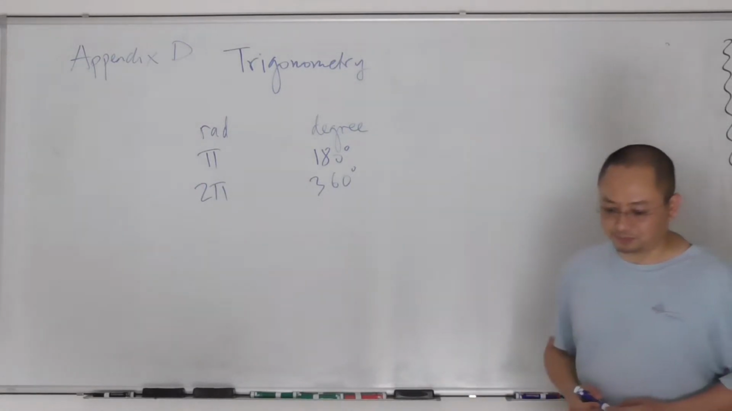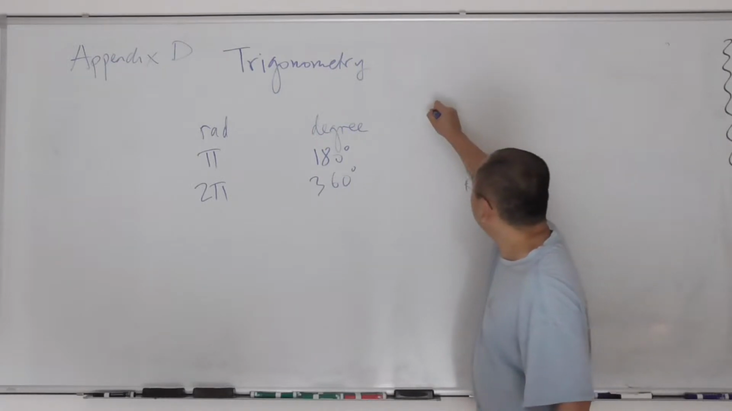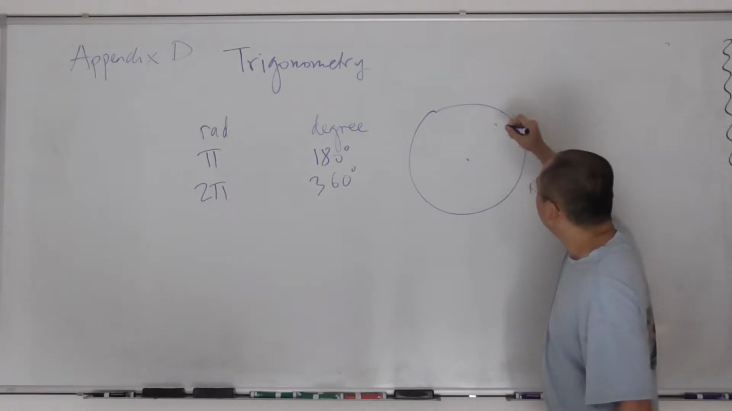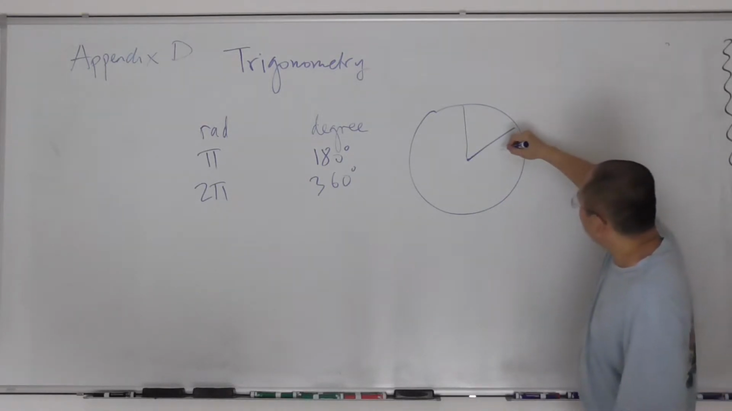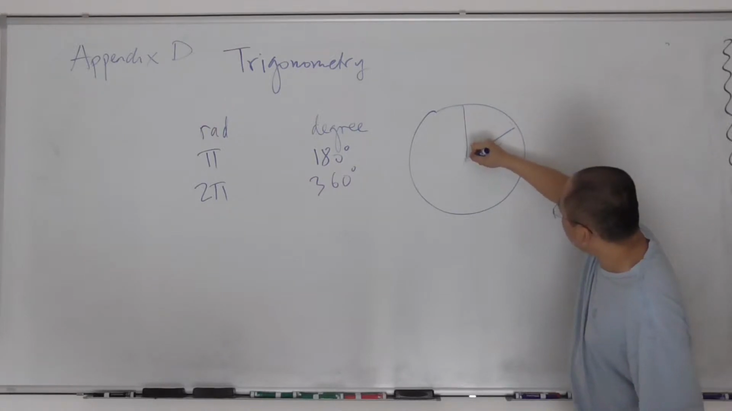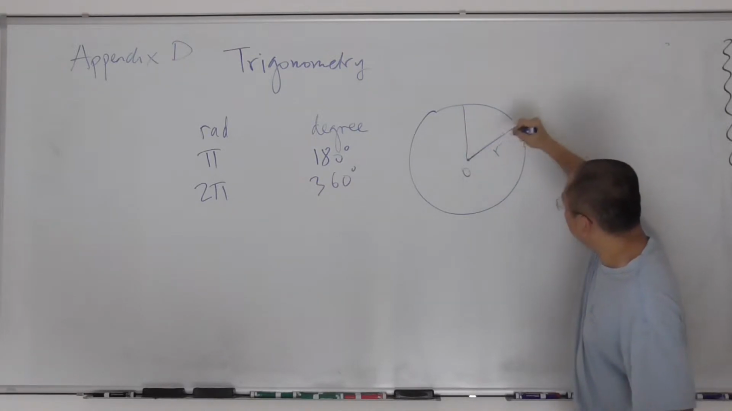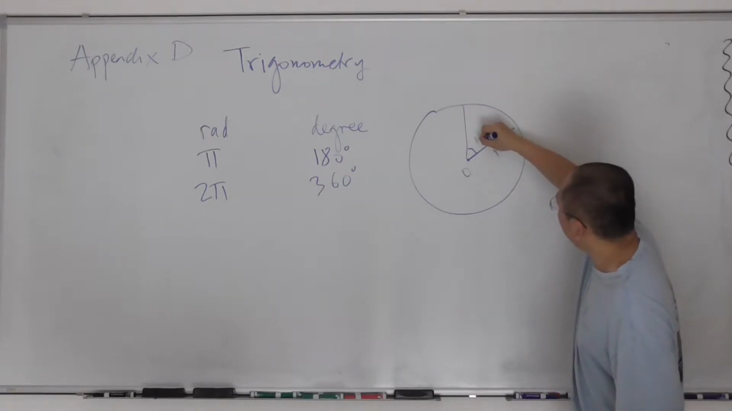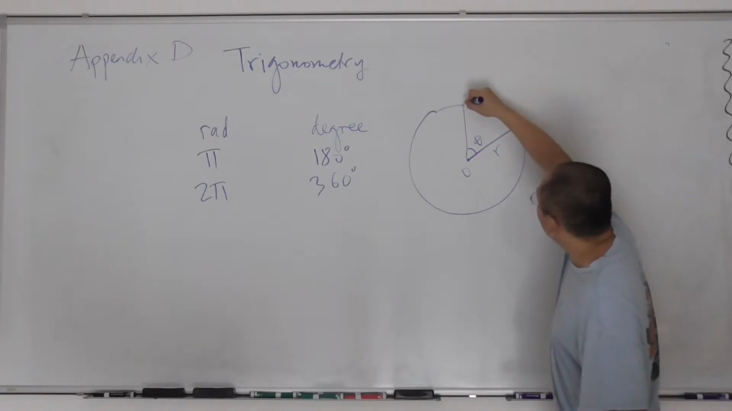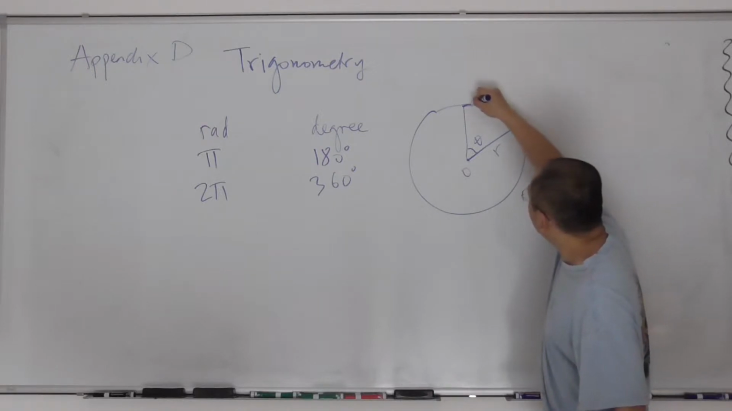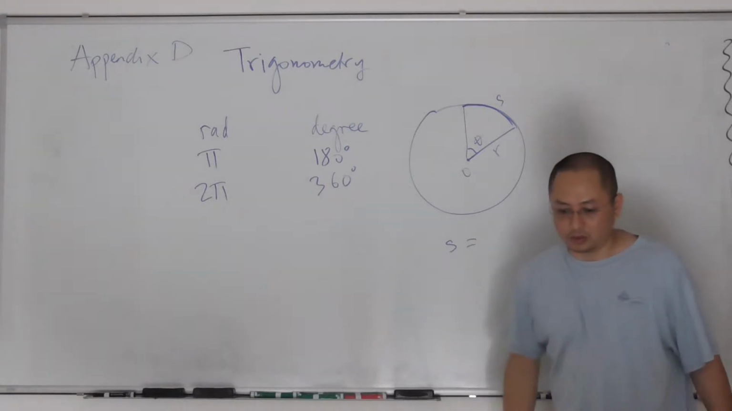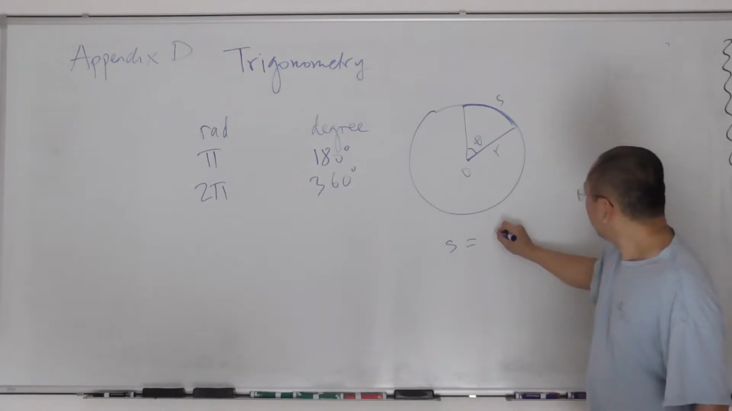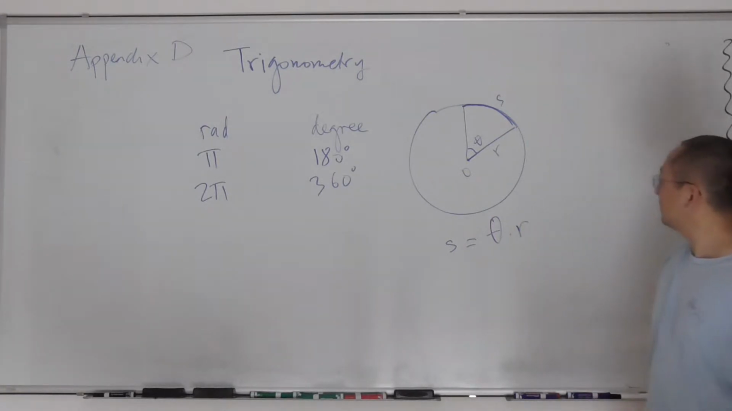Say you have a circle with some basic formulas. What if you only have a part of a circle, with radius r, center at O, and the angle is theta? We can calculate this arc length right here. Let's call the arc length S. Then S is going to be equal to theta times r.